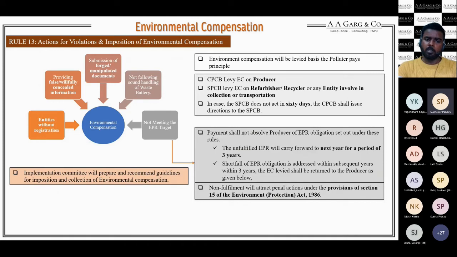After 3 years, whatever amount remains will be forfeited by the CPCB, and that will not be refunded. And non-fulfillment of this obligation will attract penal actions under the provision of Section 15 of the Environment Protection Act 1986, which talks about imprisonment. So that also needs to be understood, right? So this is about the environmental compensation.